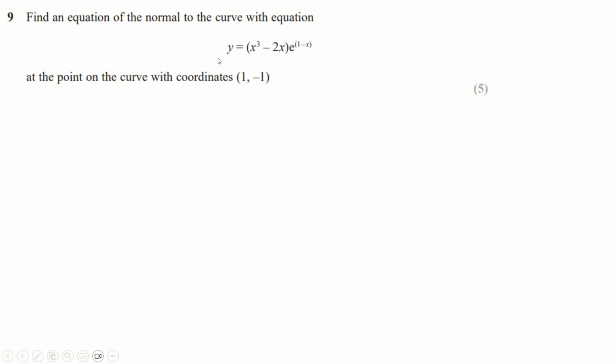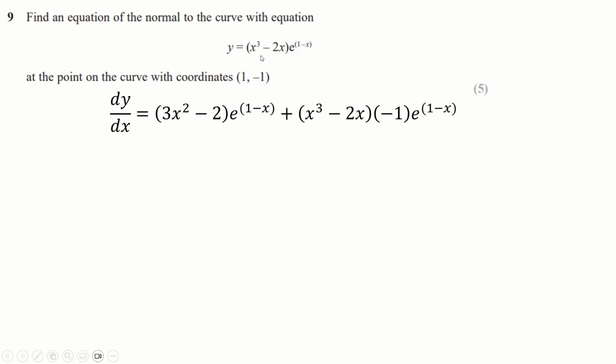Good, so this is a very quick question to do. It's asking about equations of normals, so we should immediately be doing dy by dx. That's going to be yet more product rule. So this thing derived is 3x squared minus 2. Leave this one alone, leave this one alone, and then derive this. The derivative of this is just -1, so that goes there.